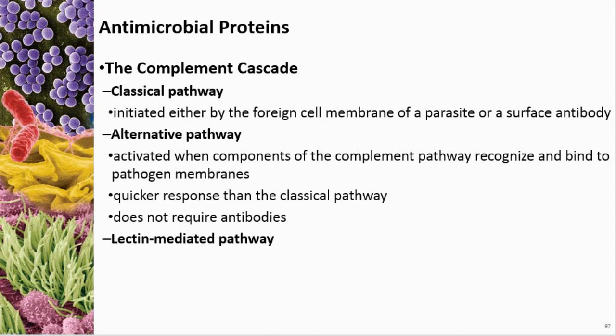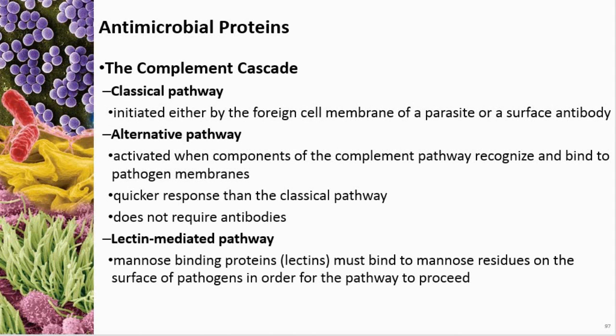The lectin-mediated pathway involves these things called mannose binding proteins, or lectins, and they bind to mannose on the surface of the pathogen, and that's how they proceed, and how they proceed chemically is similar to the others. But mannose is a sugar. It's a monomer of aldohexose type of sugar, and they just so happen to be on certain pathogens, and we use them in our own body as well. That's one of the ways we glycosylate proteins.